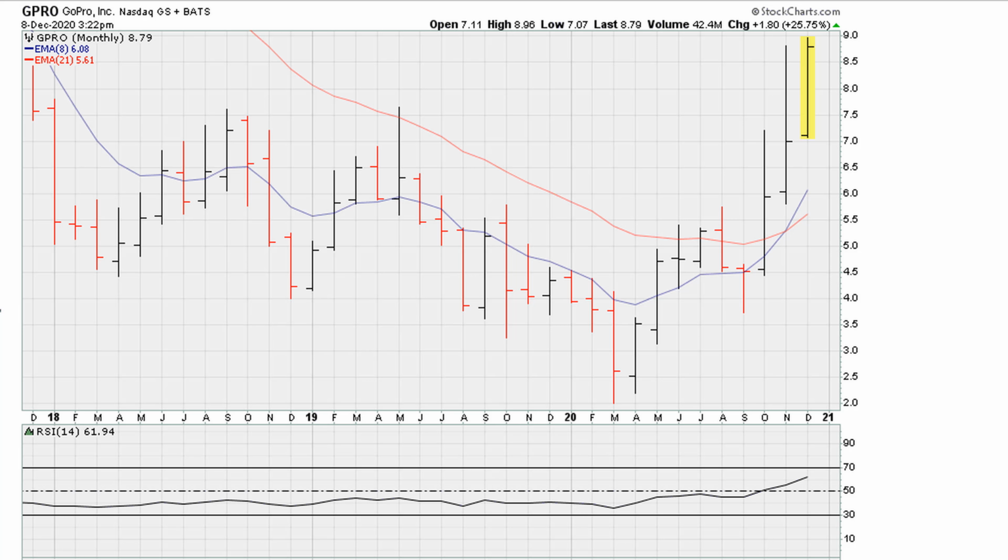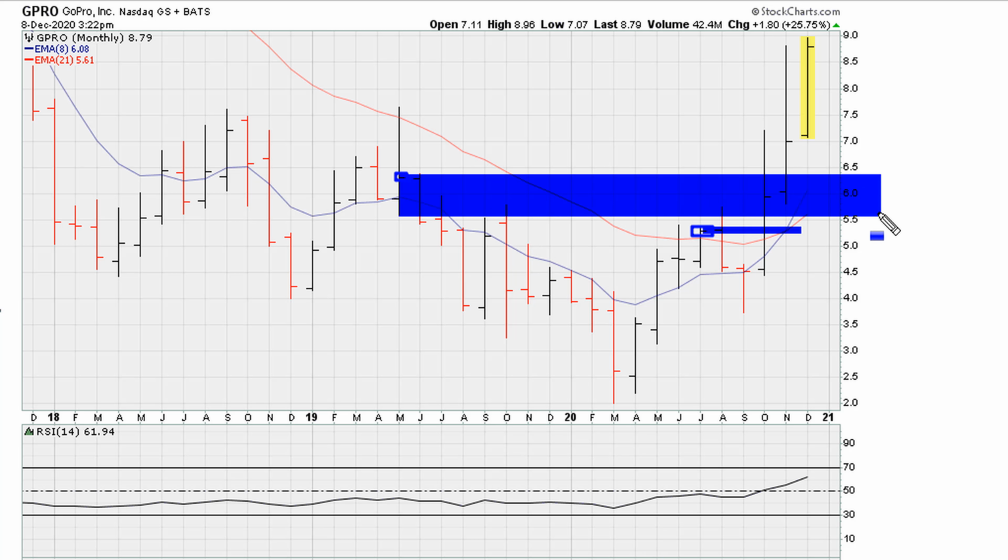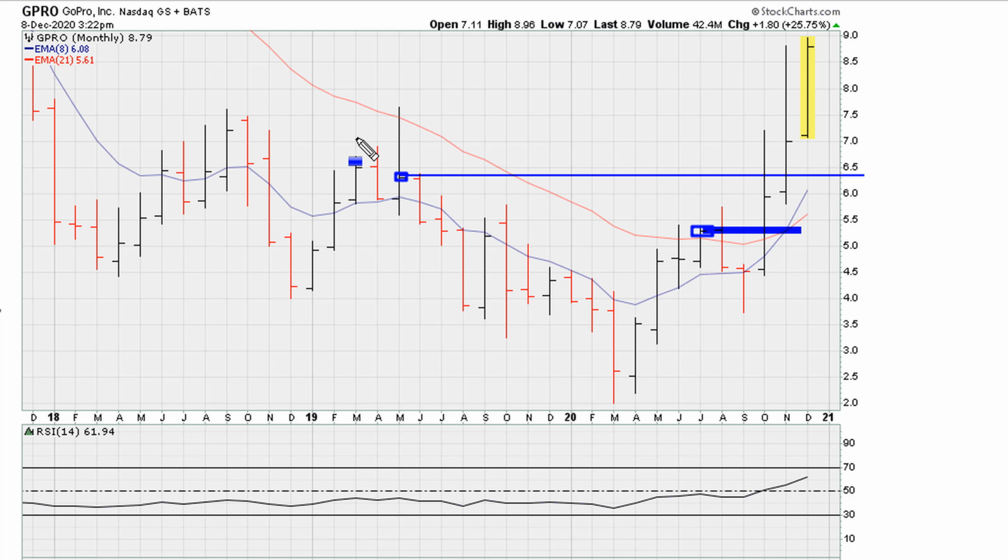The first one is GoPro. We can see GoPro was breaking out earlier over the last couple of months. So we can use this monthly closing high there. We can use this monthly closing high. All of these are valid. It just depends on where you catch up with the breakout. And there's a monthly closing high here that gives you another opportunity. All of these are valid entry points, just depending on where you start following this breakout. So all of these are valid.